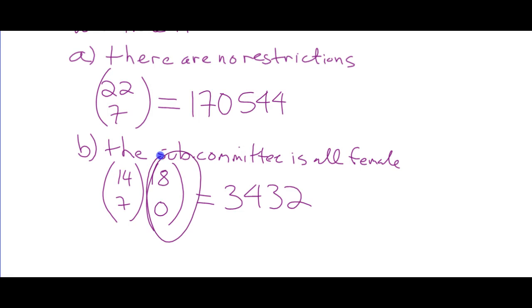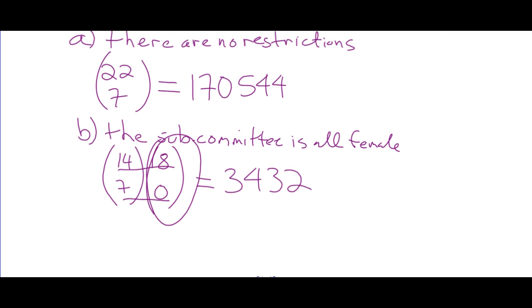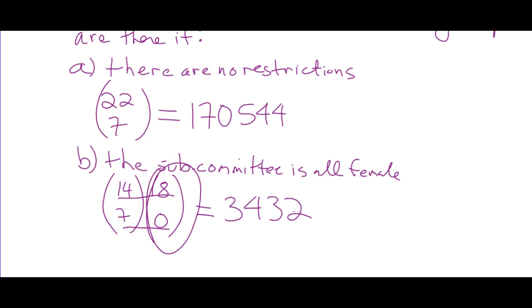You don't have to put this in, okay? But I like to put it there so that my top numbers add to 22, my bottom numbers add to 7. If we subtracted this from all the committees, we would get the number of committees that have at least 1 male, right? 1 or 2 or 3 or 4 or 5 or 6 or 7.